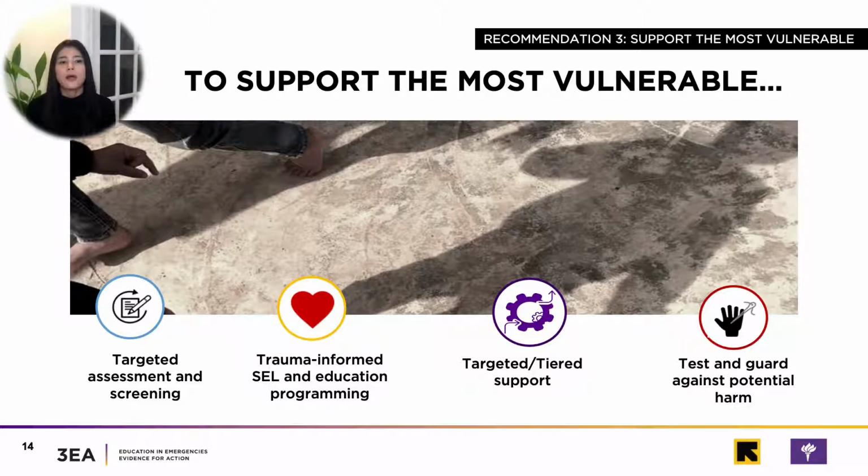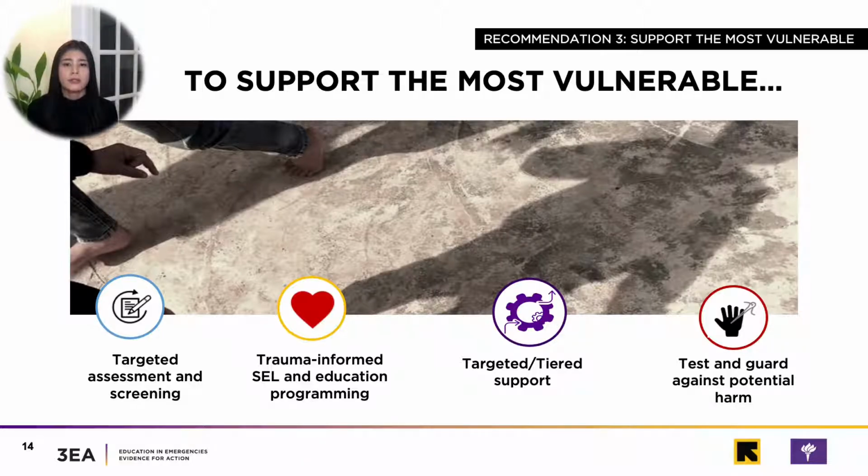Second, we propose trauma-informed social emotional learning and educational programming as a solution to provide a generally more supportive environment that could also accommodate the most vulnerable children in universal programming context. Third, we also urge to provide targeted and tiered support depending on the level of vulnerability and challenges the children experience. And fourth, we recommend to test and guard against the potential harm, especially for the vulnerable children.